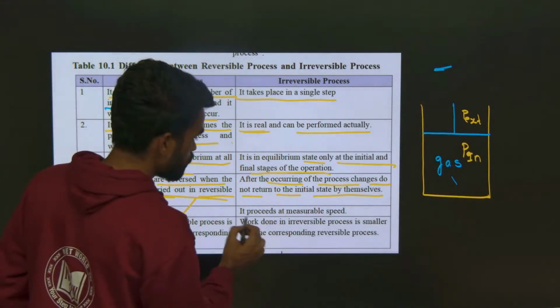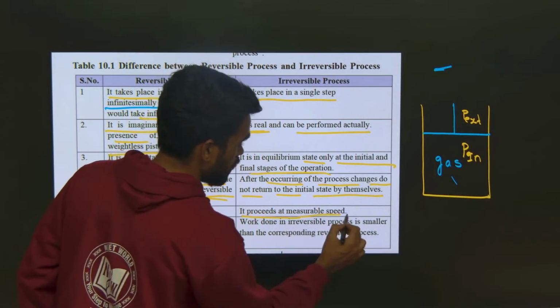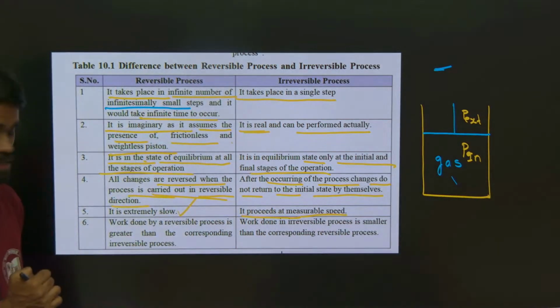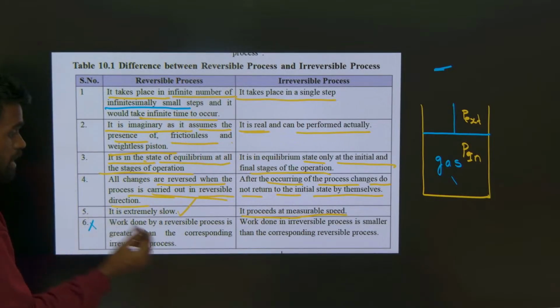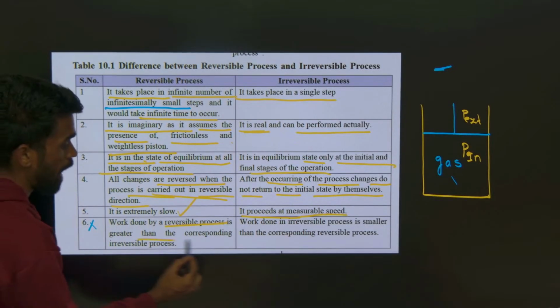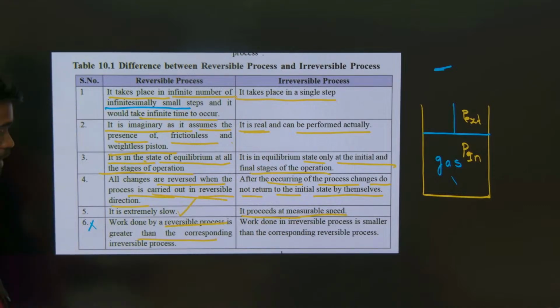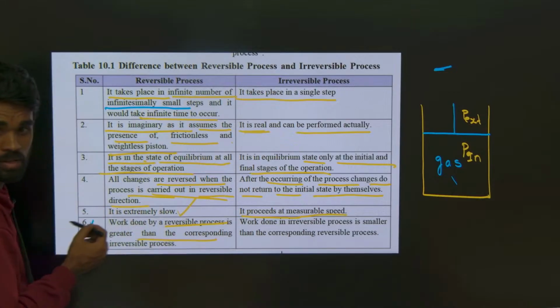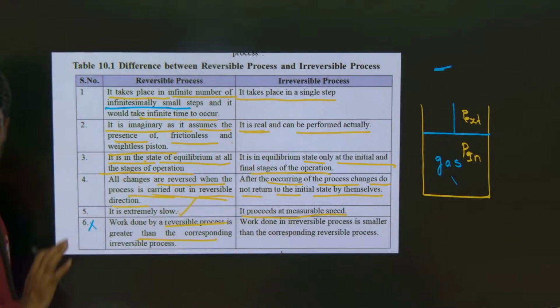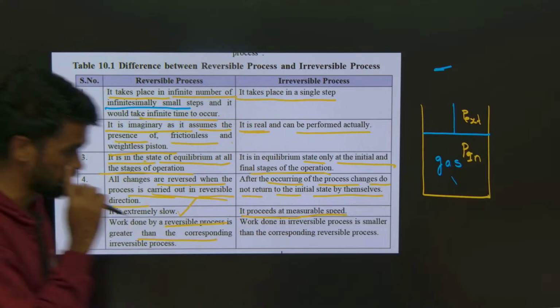Okay, so now this process proceeds at a measurable speed. Now here what you need to know is the work done in a reversible process will be maximum in all cases. What I am saying is, the work done in a reversible process will be maximum when we compare with the irreversible process. Okay, remember this.